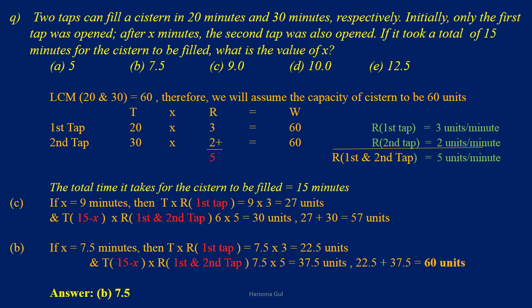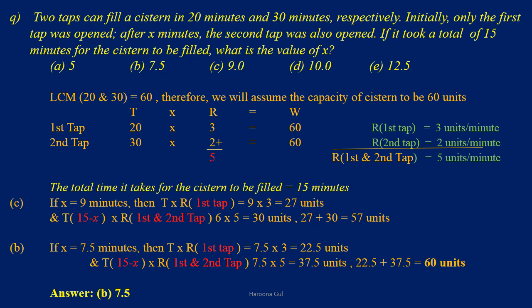Now, for your convenience, I have solved this question in 2 ways. This slide is going to show you how we can solve a problem with the help of answer choices, and the slide following it is going to show us how we can solve the same problem in a standardized way. Now, to solve this question, we're going to first assume the work or the total capacity of the cistern to be the LCM of the time durations of the 2 taps.